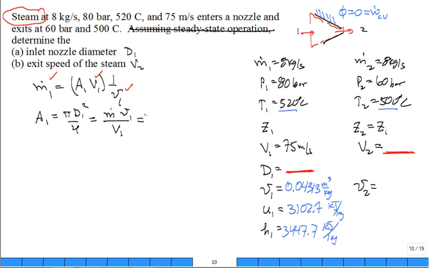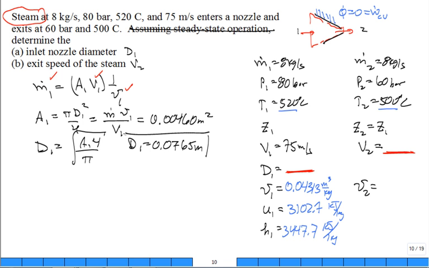We find the area is 0.00460 meters squared, and then you solve for the diameter: D1 is the square root of 4 times A1 divided by pi. And you get D1 is 0.0765 meters. So if you wanted to, you say, oh, about 8 centimeters diameter. All right, so that's the answer to part A.